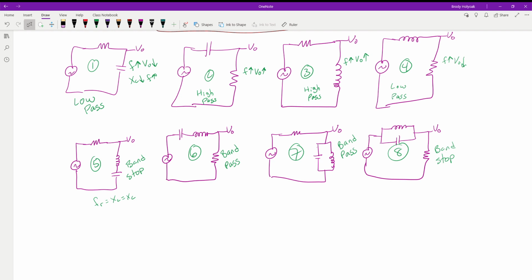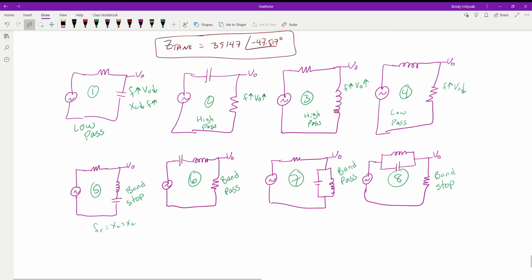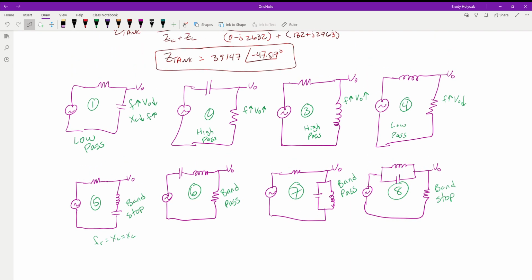And so we can logically work through all these different types of filters, even if we didn't have any values. Not a single one of these had a value. We just took into account what the reactance was doing to solve for them. And so with that, we can determine what type of filter it is just based on what my X of C is doing.